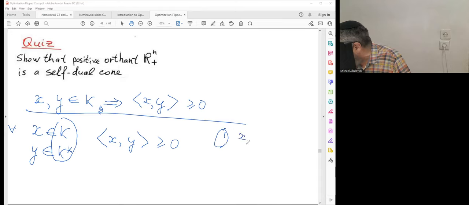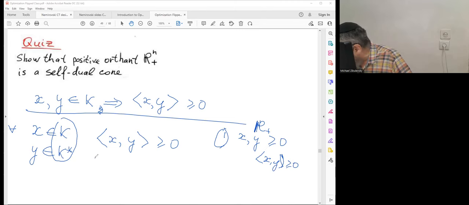So x and y greater or equal zero mean they belong to R plus, yes, R plus. Of course, all the components are non-negative, and the inner product of x and y is greater or equal zero.